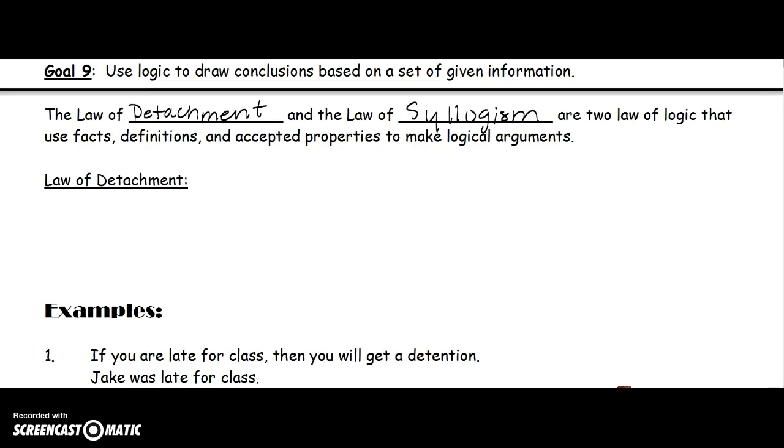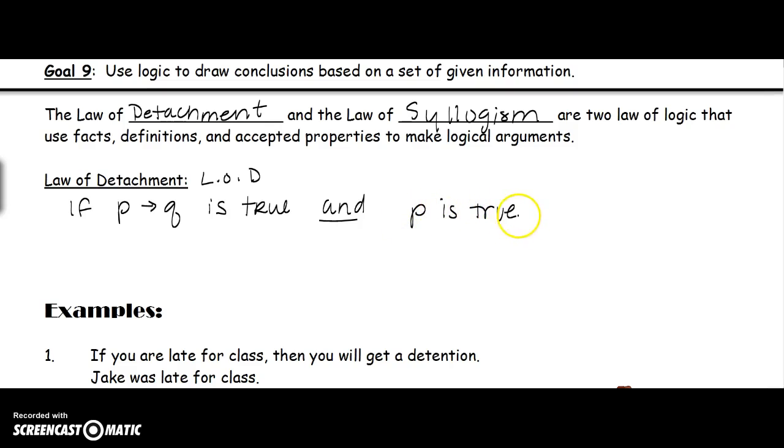The law of detachment, we're going to call it LOD, is if you have P, then Q, your hypothesis, then your conclusion, and that is true. Like we've been doing before, where we look to see if the conclusion is true along with the hypothesis, and you have another statement where P is true, then you can conclude that Q is true. So here's a couple examples.